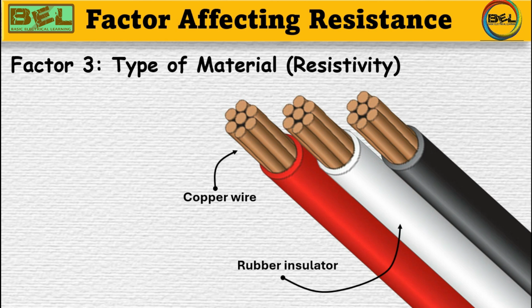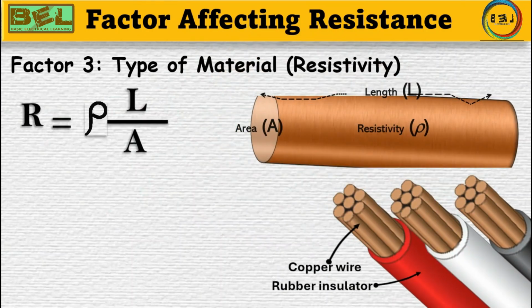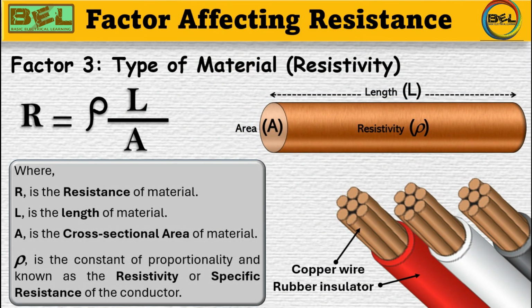So the relation of resistance and length of the conductor is resistance R is directly proportional to the length L, and the relation of resistance and cross-sectional area of the conductor is resistance R is inversely proportional to the cross-sectional area A. Now, by combining these two equations, we found resistance R is directly proportional to the length L and inversely proportional to the cross-sectional area A. By replacing the proportionality sign in the equation, we place the symbol ρ, that is the resistivity of the material, where R is the resistance of material, L is the length of material, A is the cross-sectional area of material.